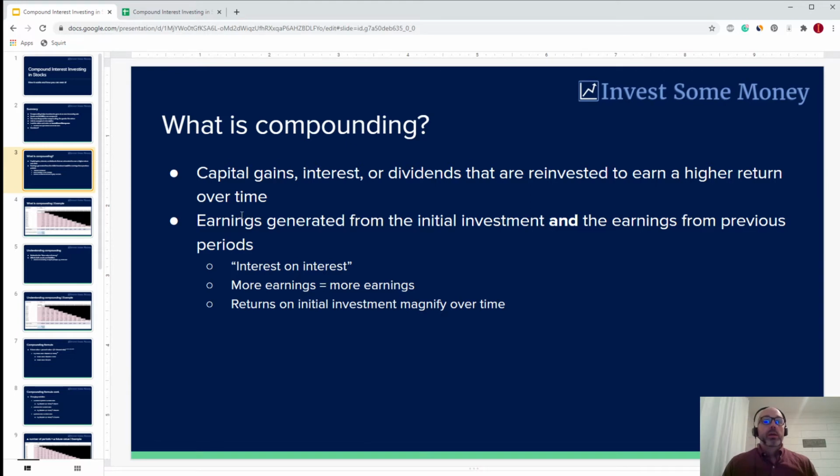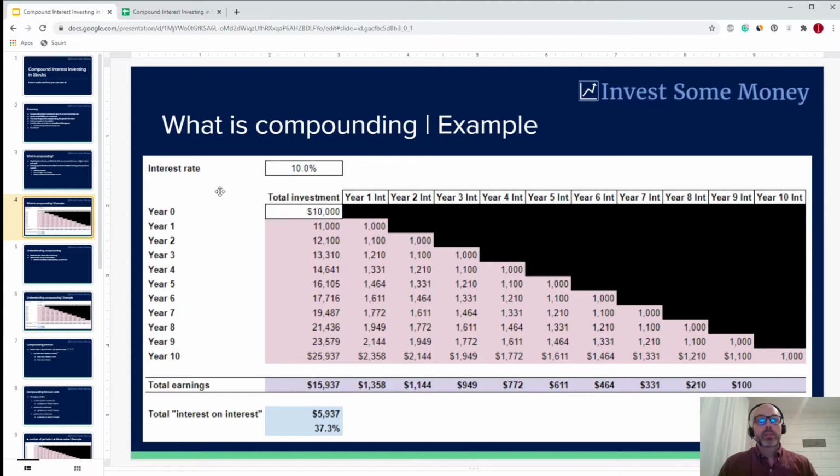The returns on your initial investment are going to magnify over time. Every year that it compounds, the amount you make is going to be more and more. Here's an example of what compounding is. We've got a 10% interest rate for a $10,000 investment. That turns into $25,937 over 10 years.